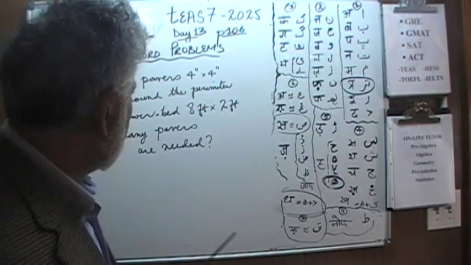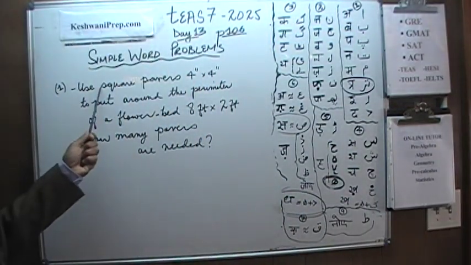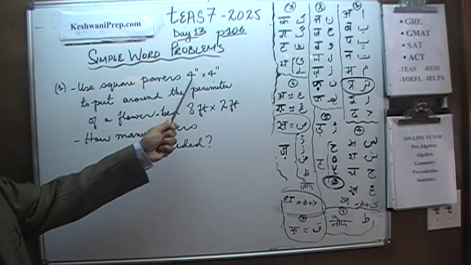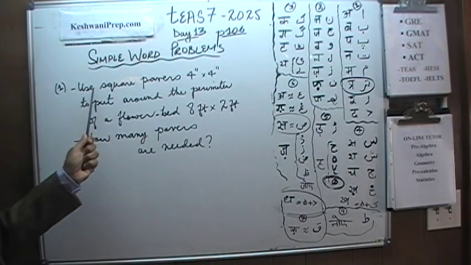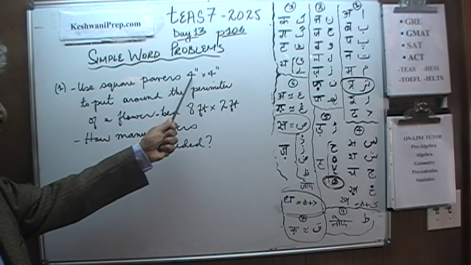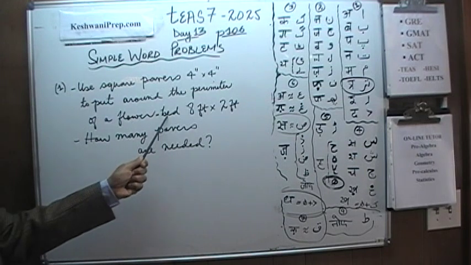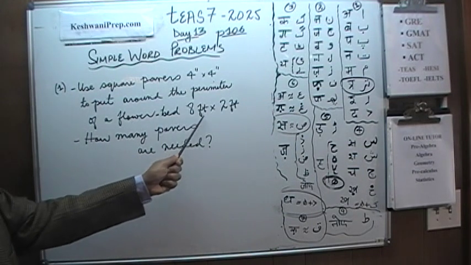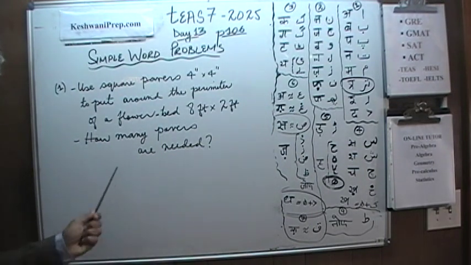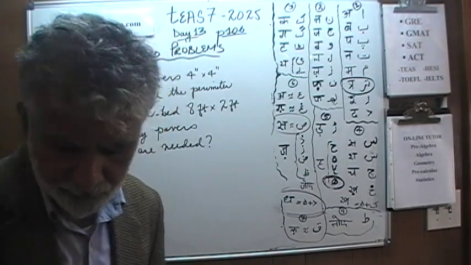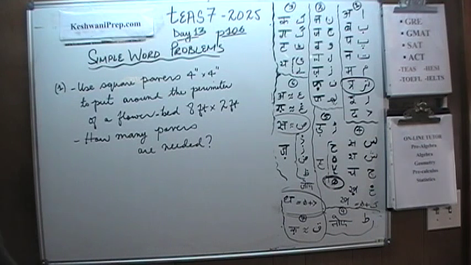We have a flower garden, and we're going to use square pavers. The square pavers are 4 inches by 4 inches, to put around the perimeter of a flower bed, and we are told the flower bed is 8 feet by 2 feet. The question is very straightforward: how many pavers do I need to buy? Go ahead, do it yourself. Pause the video.